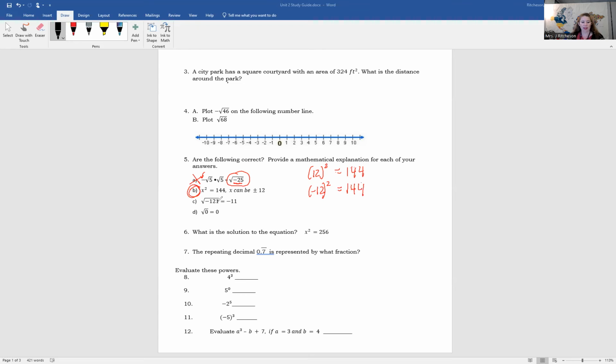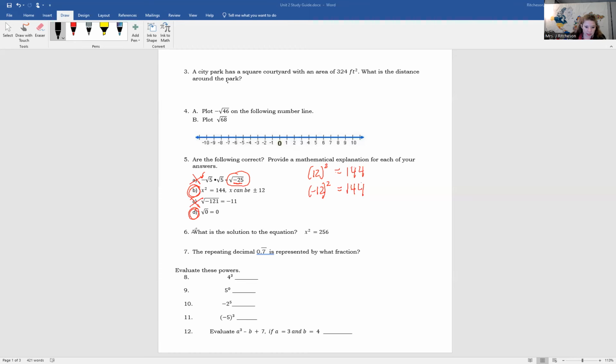All right, if you have the square root of a negative number, there's no solution. So C is incorrect. And then D, if you're not sure, you can throw that in your calculator. The square root of 0 is 0. That is a real solution. So B and D are both correct.